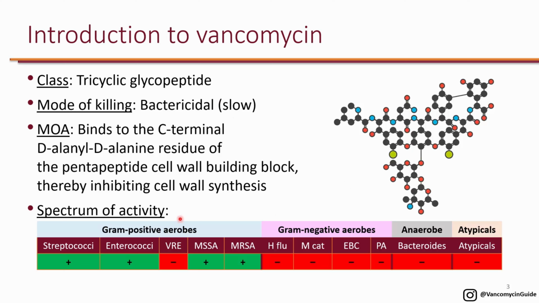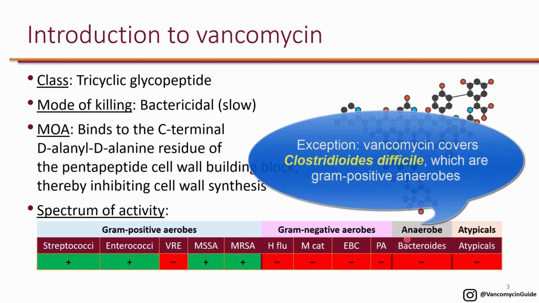For the most part, the activity of vancomycin is against gram-positive organisms. So gram-positive organisms such as streptococci, enterococci, with the exception of vancomycin-resistant enterococcus, methicillin-susceptible Staphylococcus aureus, as well as methicillin-resistant Staphylococcus or MRSA. Vancomycin does not have activity against any gram-negative organisms, nor against anaerobic organisms such as Bacteroides. It also does not have activity against any of the atypical bacteria.